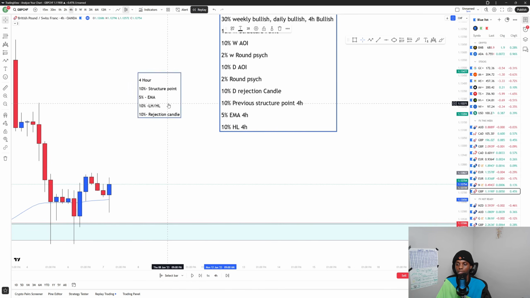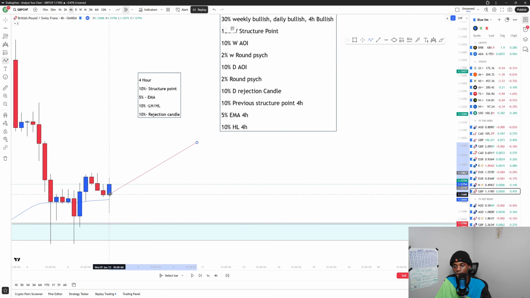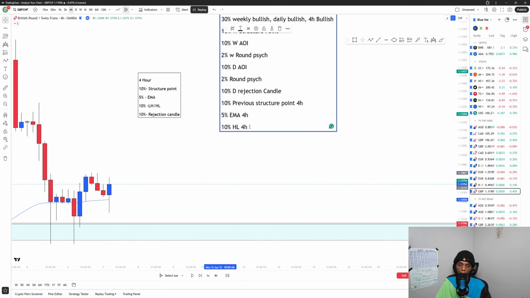And then the last thing, rejection candle. Has 4 hour created the rejection candle? Yes, 4 hour has created the rejection candle. This blue candle right here shows that price from here might start going up. So 10%.